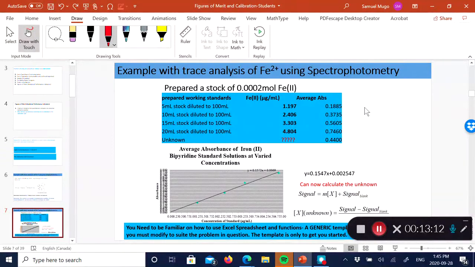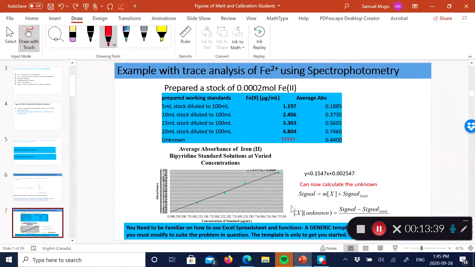And you get data that looks like that. Of course, you're going to take your unknown. You don't know its concentration, but when you run it on the spectrophotometer, you're going to know its absorbance. And so the question is, how do you determine the concentration of the unknown now that you know the absorbance or the signal? And so that's the purpose of the calibration.